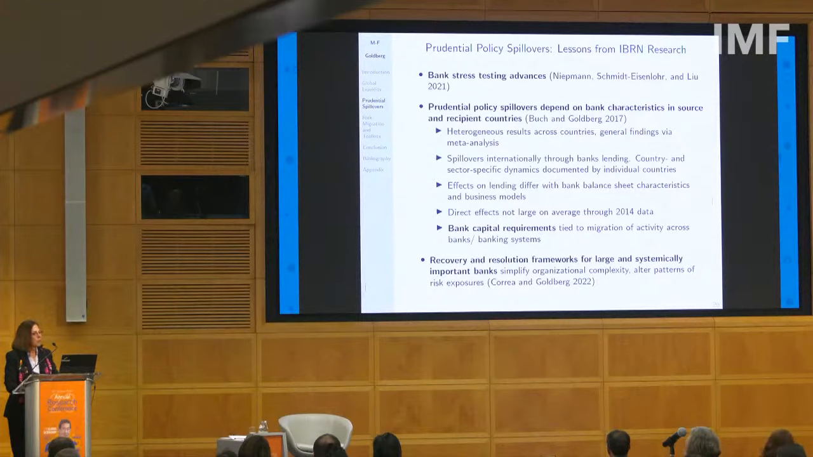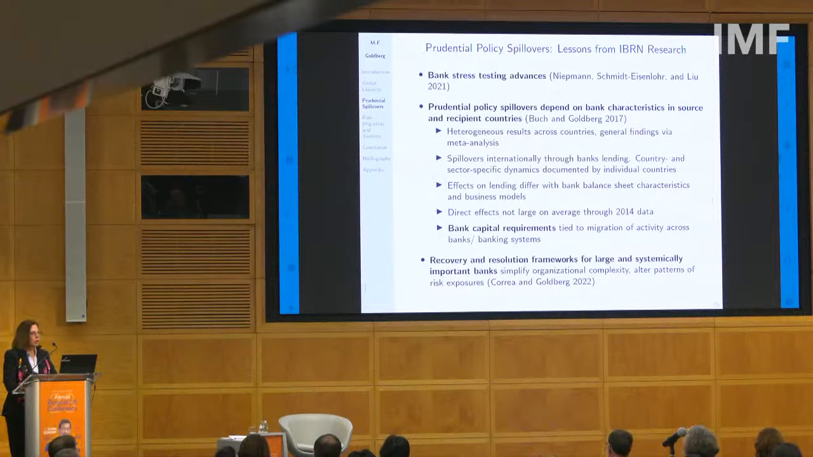role. They were tied to migration of activity across borders and banking systems, with banks with higher initial capital poised to increase lending internationally and sometimes pivoting from domestic loan growth when foreign countries tighten their capital requirements. Changes in some prudential instruments end up spurring market share repositioning across banks and foreign countries. We've also seen that recovery and resolution frameworks for large and systemically important banks have played a role in changing risk sensitivity of banking organizations.